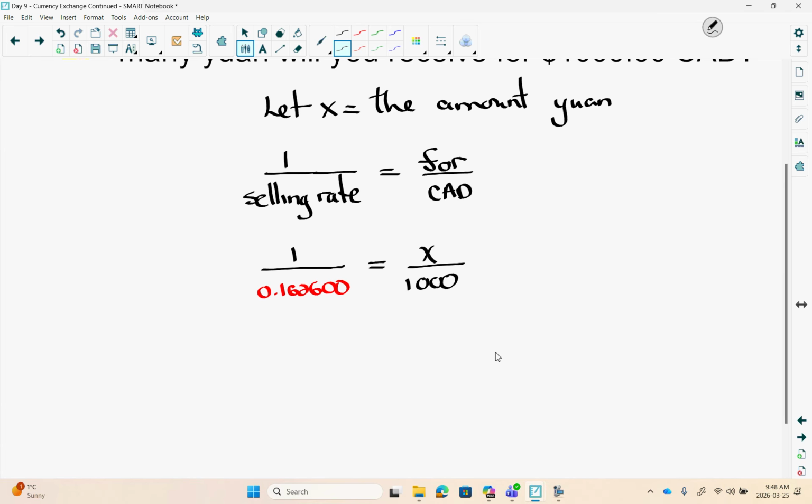And then like all our other problems, I'm going to cross multiply. I'll start with the X. I'll multiply it by the decimal. That would give me 0.162600X. Write your equal sign. 1,000 times 1 is 1,000. And then what would you do from here?